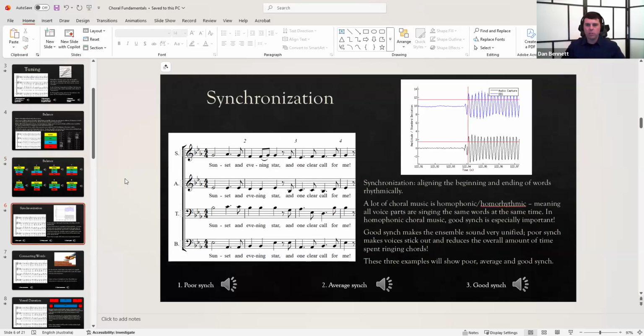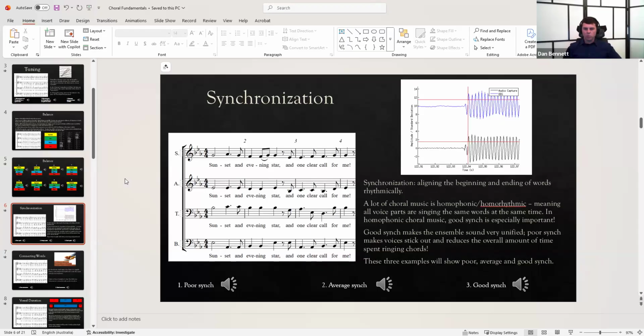Okay, synchronization, which is aligning the beginning and ending of words rhythmically. A lot of choral music, including barbershop music, is homophonic or homorhythmic, which means that all the voice parts are singing the same words at the same time. In homophonic choral music, good synchronization is especially important. Good sync makes the ensemble sound very unified. Poor sync makes voices stick out and reduces the overall amount of time spent ringing chords.